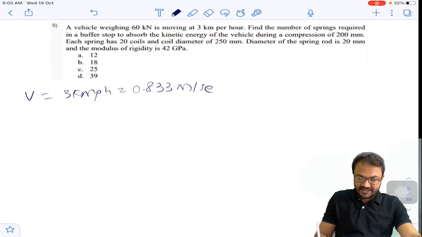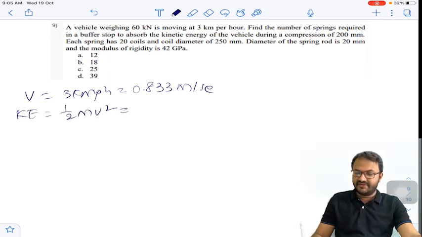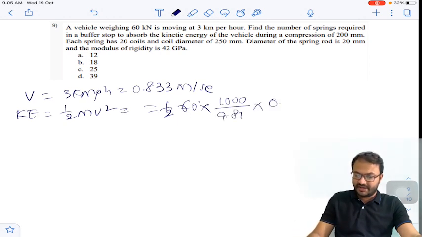And kinetic energy KE is equal to half mv square. So he has given the weight as 60 kN, so half into 60 into kilo means 1000, Newton divided by 9.81. I am converting this into kgs. V square is 0.833 whole square. So you will get it is 2106.73 joules. This is the kinetic energy.